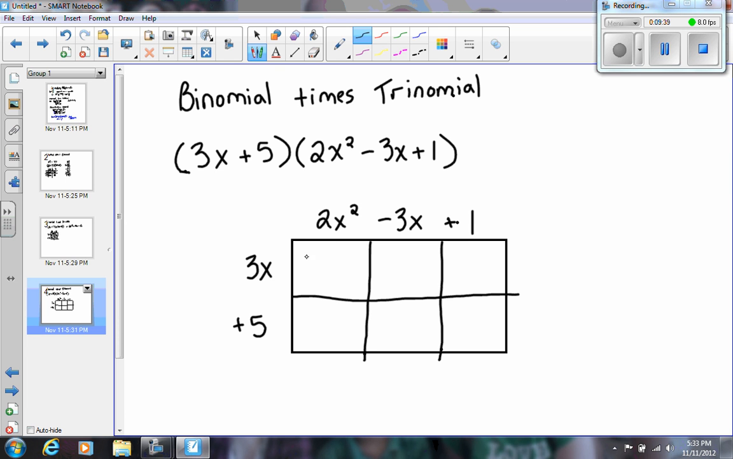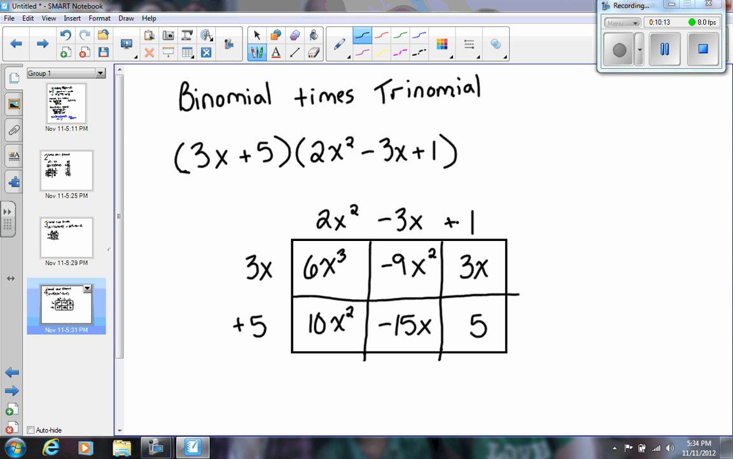So 2 times 3 is 6, and x squared times x is x cubed. 3x times negative 3x, I multiply 3 times negative 3, I get negative 9. And x times x is x squared. 1 times 3x is 3x. 2x squared times 5. 2 times 5 is 10, and then I'm just going to have an x squared. 5 times negative 3 is negative 15, and then I'll have a negative 15x. And the last spot, 1 times 5 is 5.